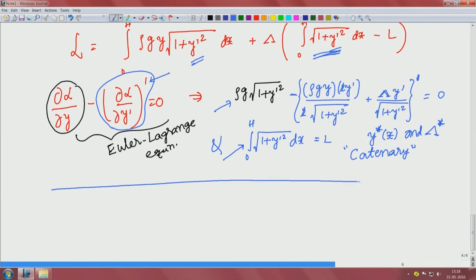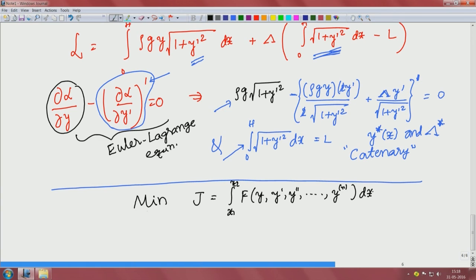So, just before we finish, let us say what we have done today. We have done a general problem where you have minimized a functional, with limits x1 to x2, with an integrand that depends on a function. In fact, it can be any number of derivatives, even though we did not say it in what we discussed, but it is applicable to any number of derivatives. Okay, we have a function like this subject to a constraint which also can depend on any number of derivatives.